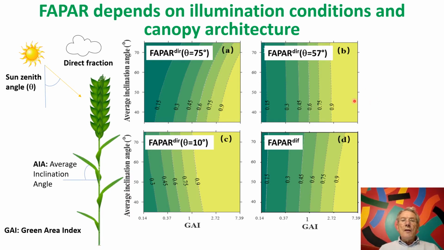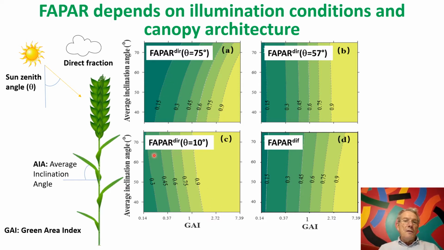As you can see on these figures, the fraction of absorbed radiation depends, for a given sun direction, on the green area index and on the average inclination angle. It increases with the green area index, reaching a maximum value close to 1 for a green area index of, let's say, around 3-4 green square meters of elements per ground square meter.